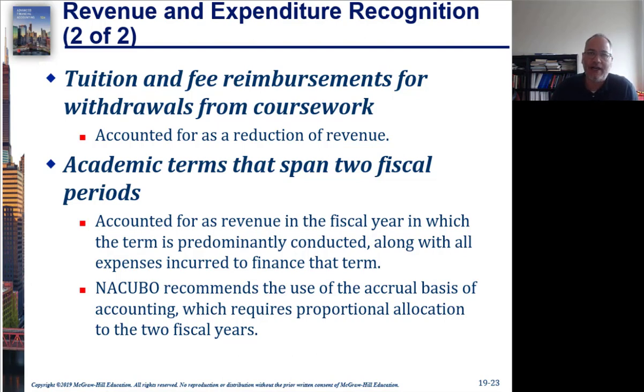So if someone takes summer classes that start in the middle of May and end in the middle of August, that spans over the fiscal year end of June 30th. So what you would do is allocate that revenue and the related expenses to the two years.